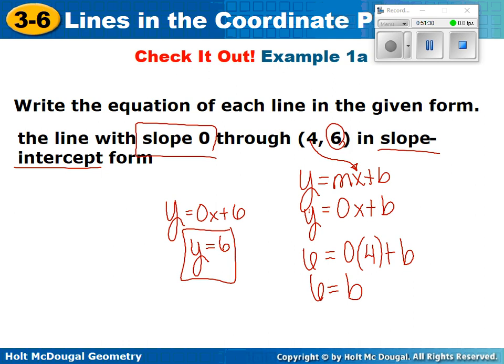Okay, what if it had said the slope is undefined? The vertical line, so it would be x, and if it was going through this point, what would be the value that the x would cross through? 4, the x value. And you wouldn't have to show any work, you would just put x equals 4. Does that make sense? Jaden?